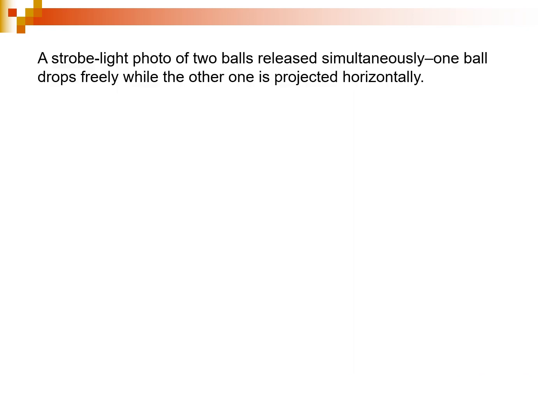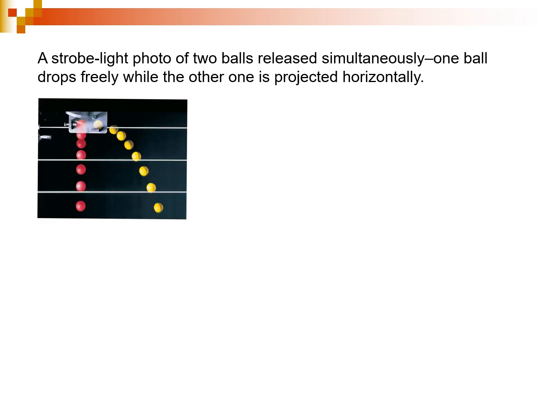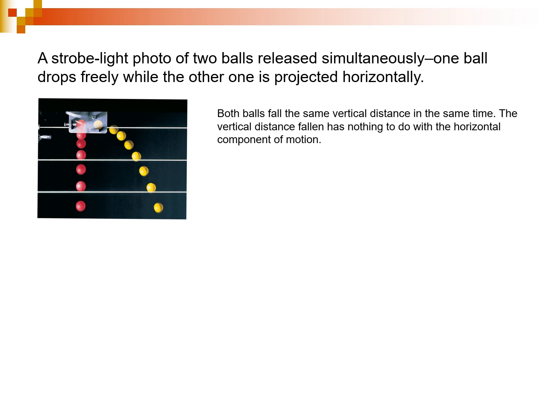Well, which one landed first? Let's take a look at this picture of a similar event. Using the horizontal guidelines, can you tell which ball is closer to the ground at all times? Both fall the same vertical distance in the same time. The vertical distance fallen has nothing to do with the horizontal component of the motion. Therefore, the vertical component of a projectile's velocity is just like the motion for a freely falling object.